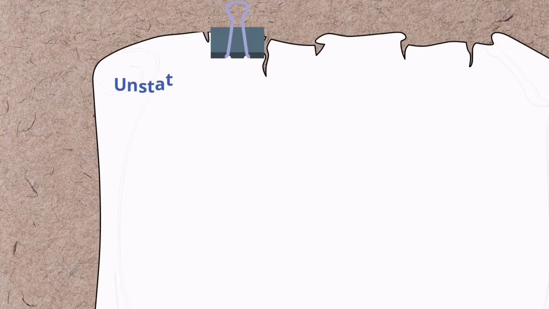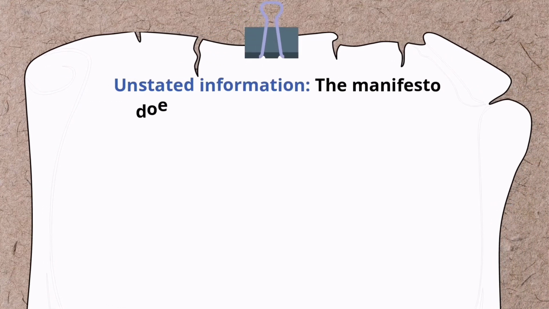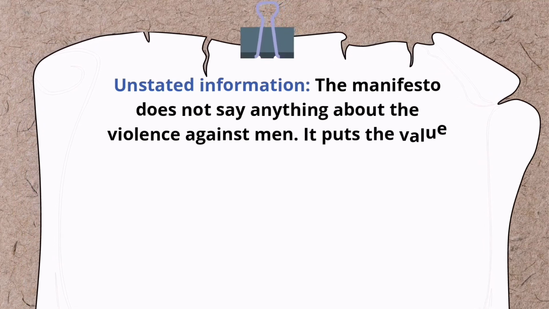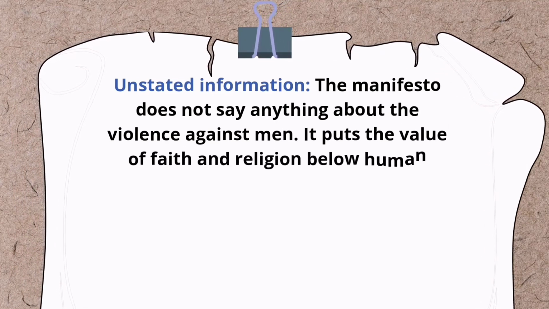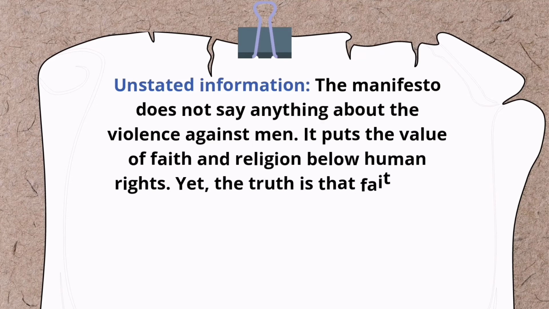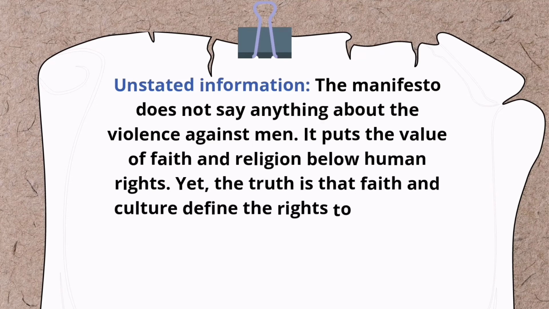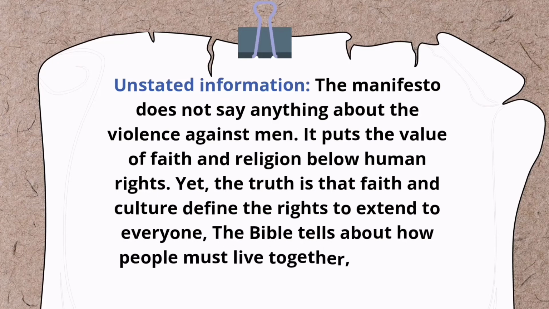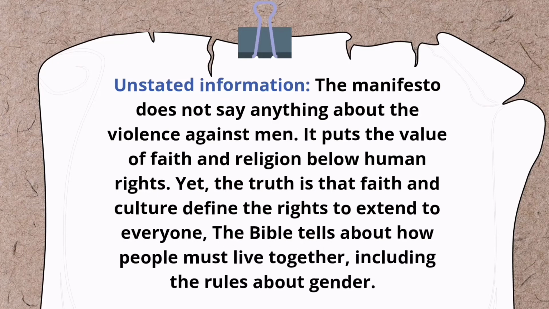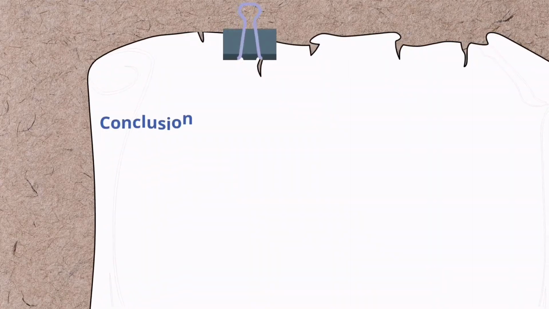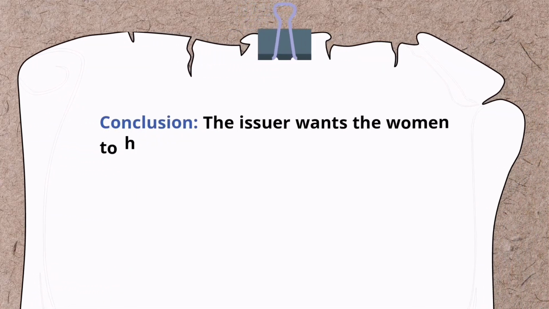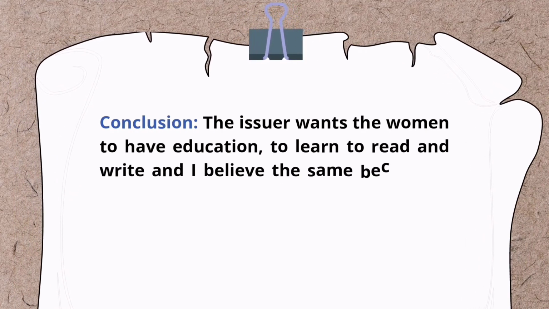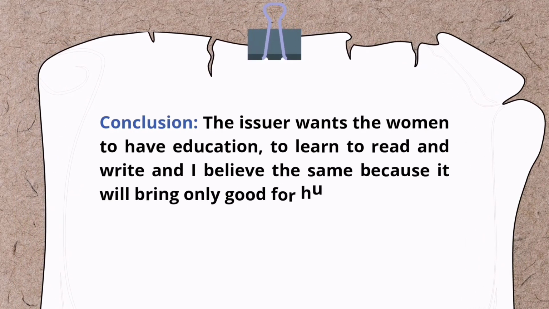The unstated information of this manifesto is, it does not say anything about the violence against men. It puts the value of faith and religion below human rights, yet the truth is that faith and culture define the rights to extend to everyone. The Bible tells about how people must live together, including the rules about gender. In conclusion, the issuer wants the women to have education, to learn to read and write, and I believe the same because it will bring only good for humanity.